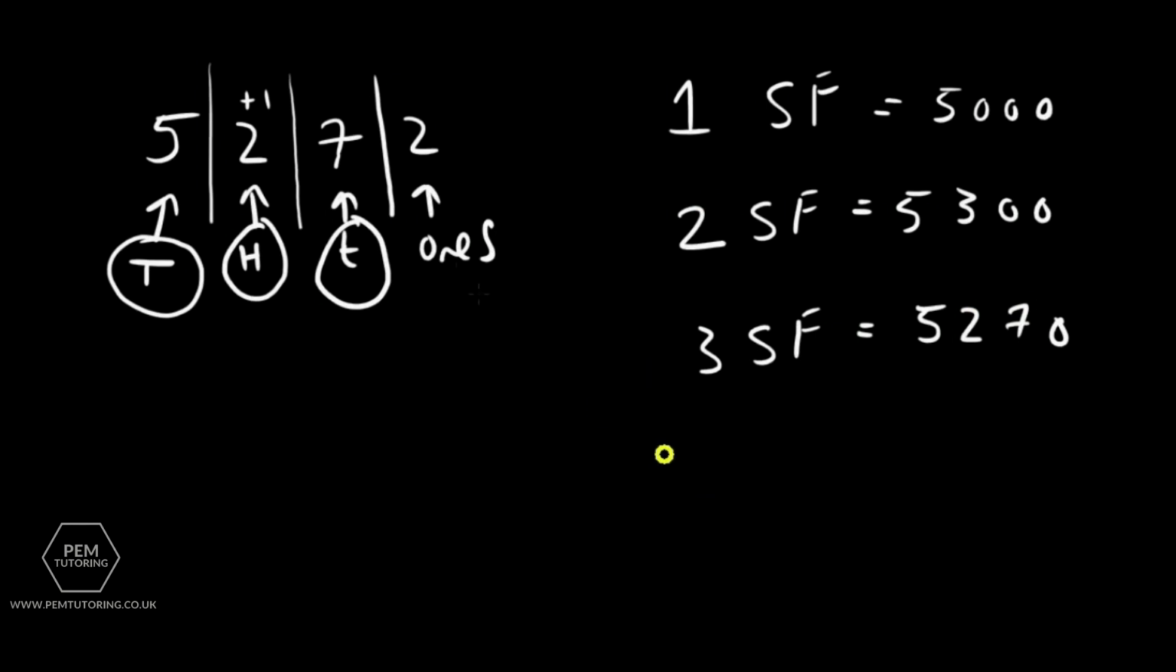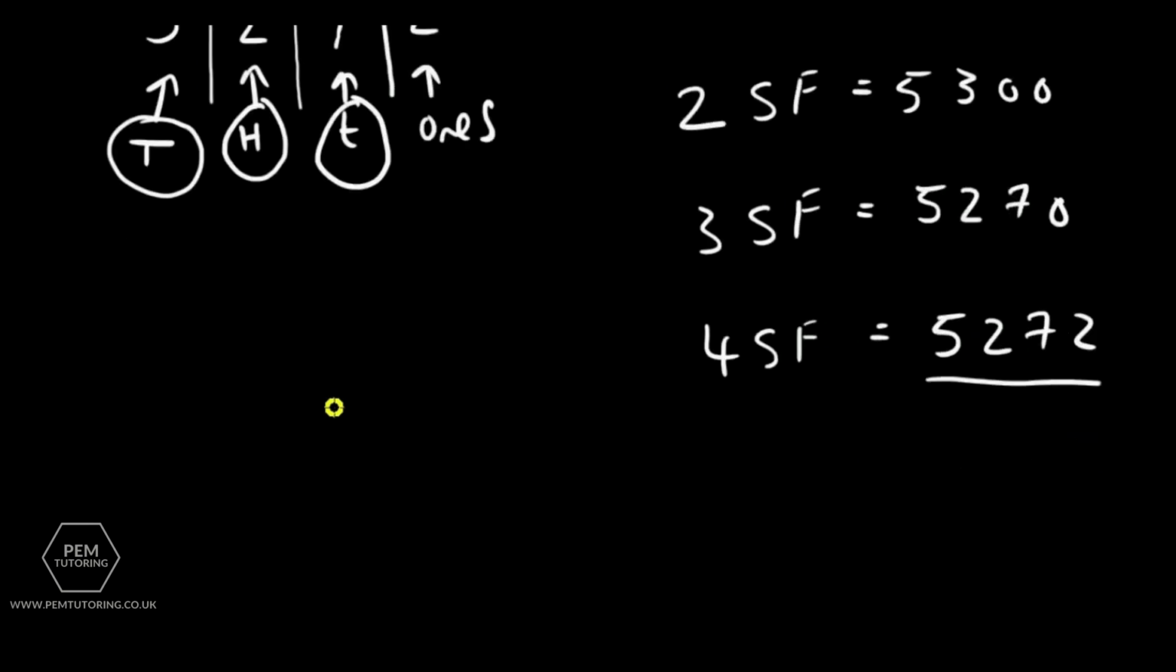Now, if we want to round this to 4 significant figures, it will just be the same number again. It would just be 5,272 because we already have 4 significant figures. There are no other figures, so we only have these ones, and we just put those down. So to 4 significant figures, there are 4 figures, so it's just the same thing. Okay, let's look at one more example.